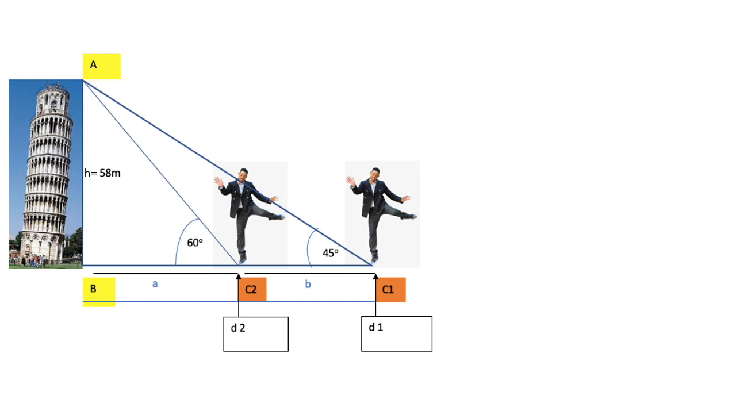So the vertical height from the ground to the top of the tower is 58 metres. The road between Will and the tower is level, and the height is vertical, so we know that this is a right angle triangle. Will is initially at point C1, a distance of A plus B metres from the tower, but he decides to move closer to get a better view, and Will moves to a new position, C2, and C2 is A metres from the tower.